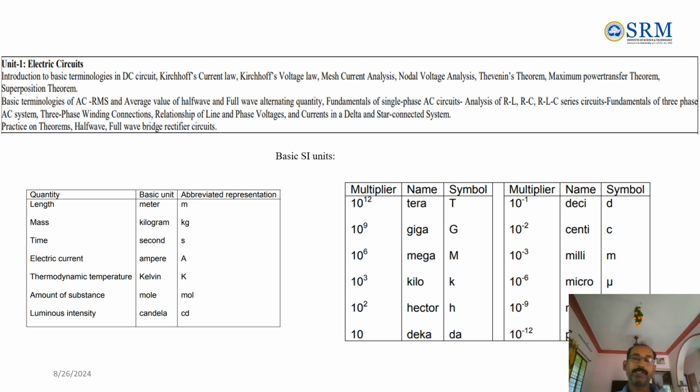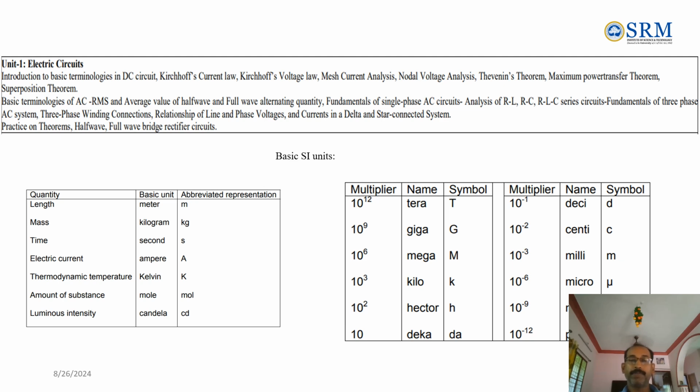The second part, that is AC circuits, deals with the basic terminologies of alternating currents, root mean square (RMS) and average value of half wave and full wave alternating quantities, fundamentals of single phase AC circuits, and analysis of RL, RC and RLC series circuits.